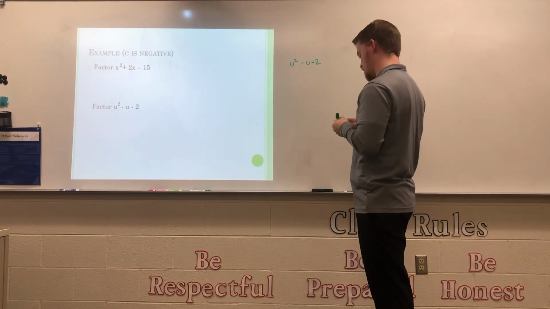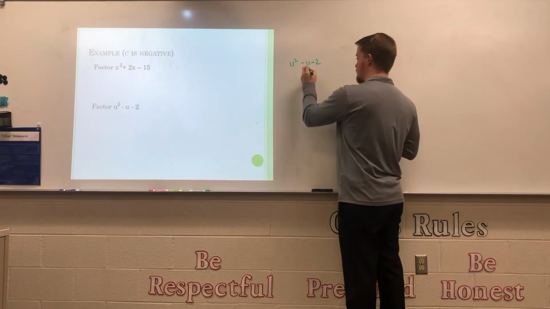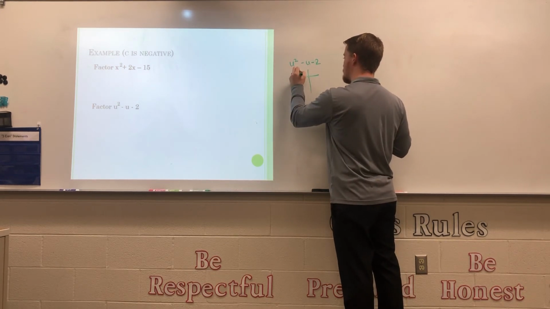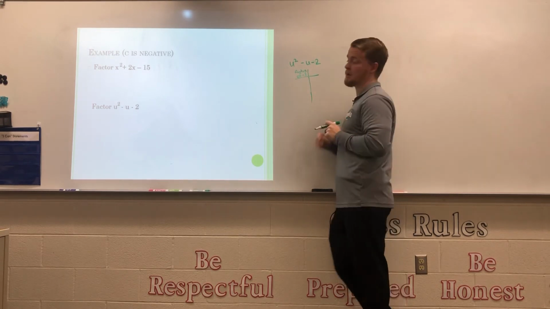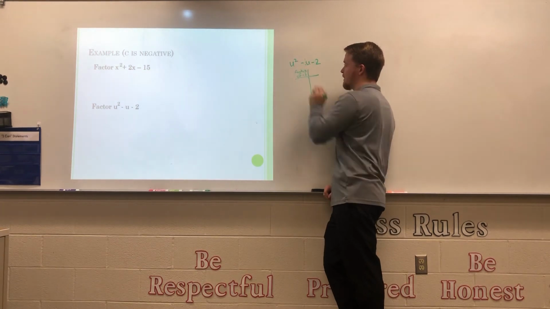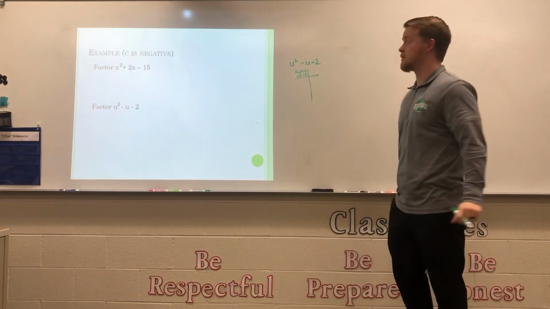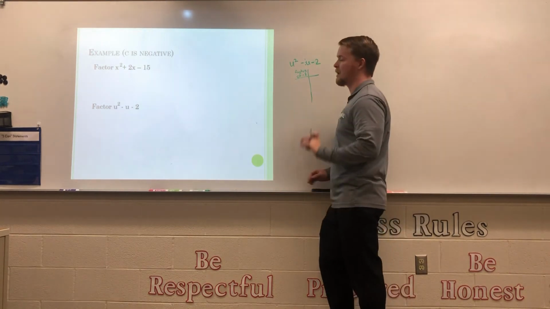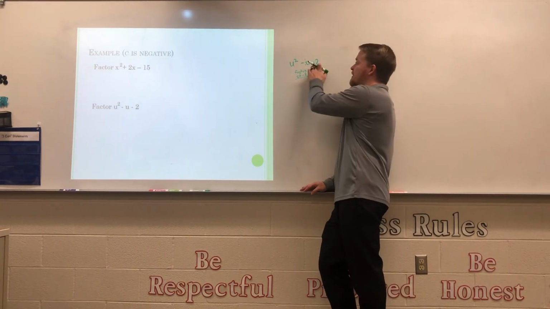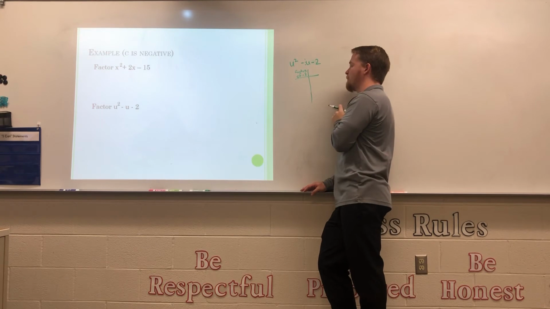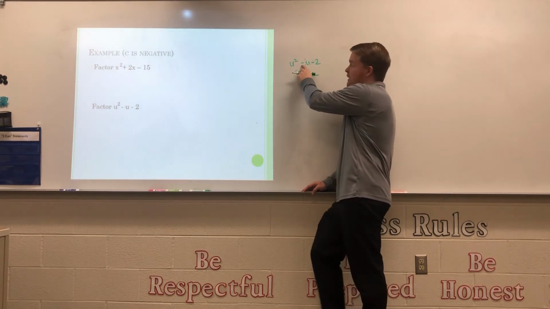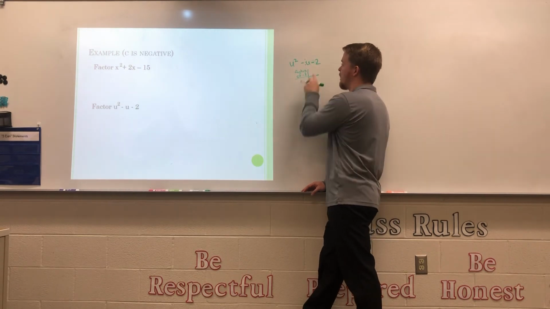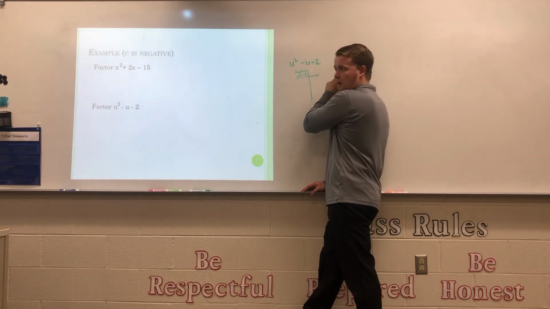Okay, so u squared minus u minus 2. So we need to find factors of negative 2, and they have to add to be negative 1, because there's a negative invisible 1 there. So they have to add to be negative 1. So here it's the opposite. We still need a positive and a negative to be factors, but the larger number has to be negative in this case. So there's obviously only one factor of negative 2.